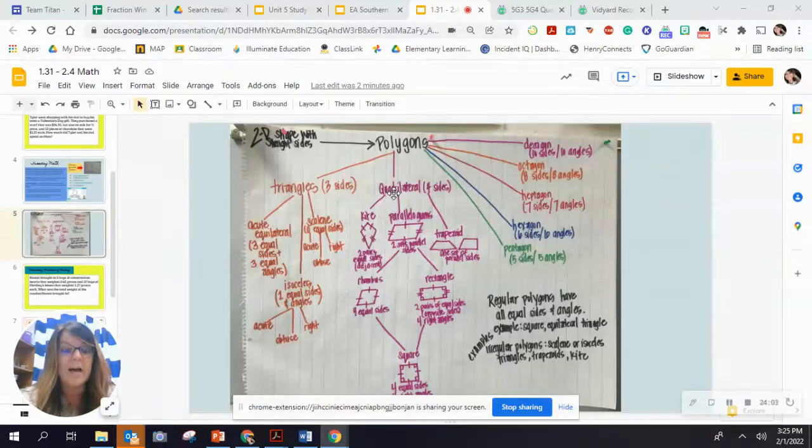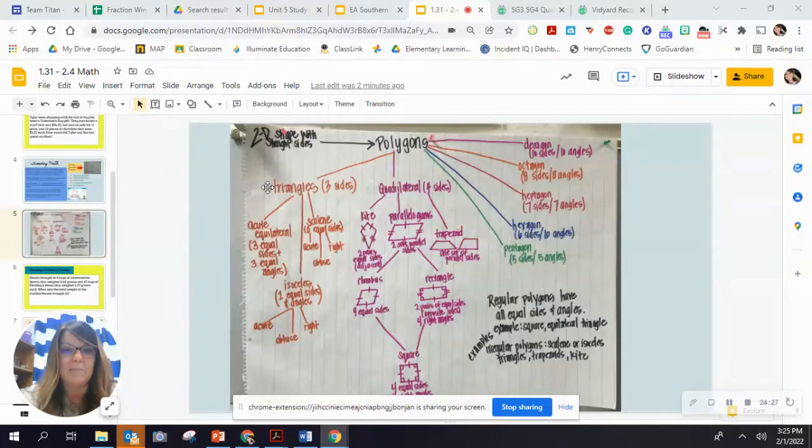Polygons are closed figures that are made of straight lines. So all of the shapes that you see on this anchor chart are polygons. They have special characteristics, but they all meet the qualification: they are a 2D shape made of closed straight lines. They don't have curves, so a circle is not a polygon.